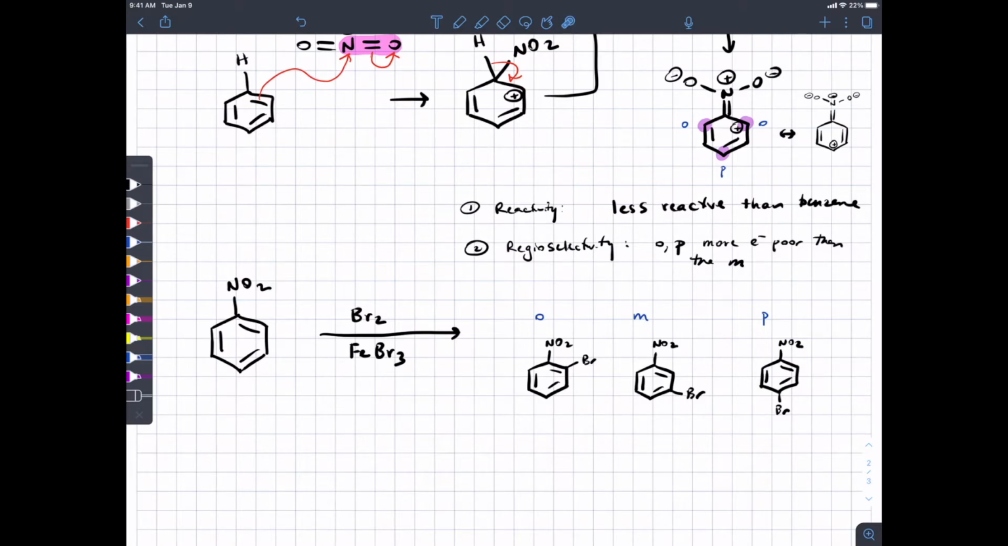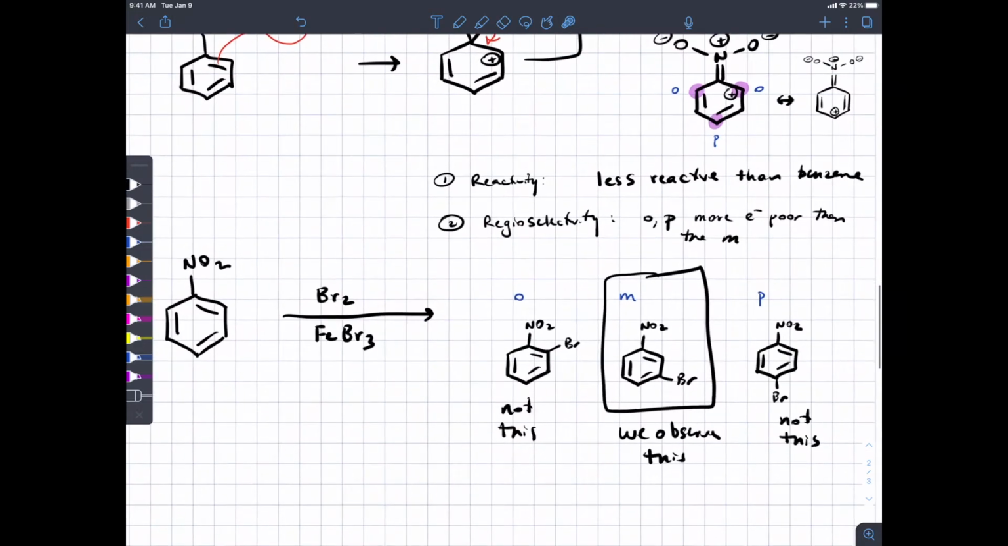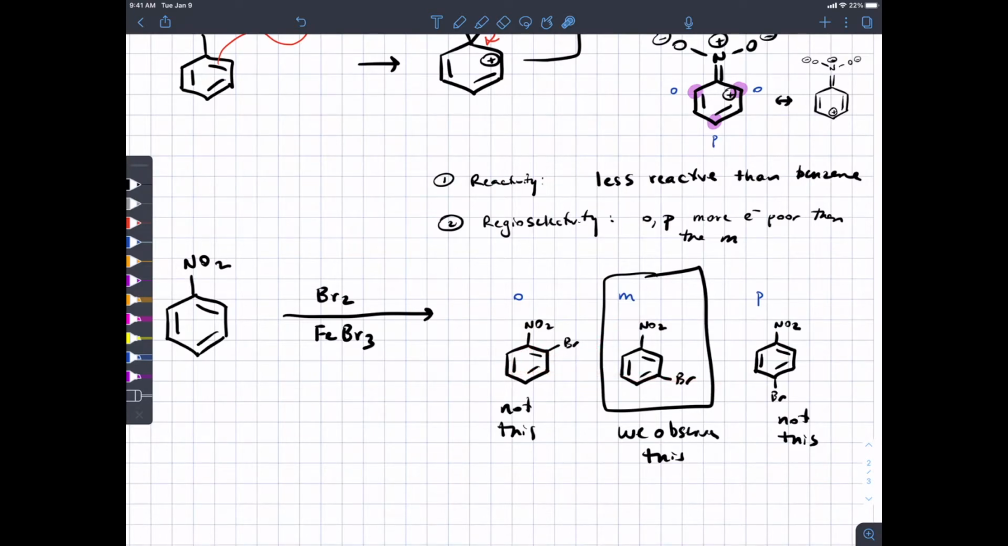Okay, good. In the reaction, the benzene ring is the nucleophile. You want electron richness, not electron poorness. And the ortho and para positions are more electron poor. So yes, indeed, the meta product is the one that we observe, and not the other ones. And that is what we mean by regioselectivity. These are regioisomers or constitutional isomers, but we only see one.